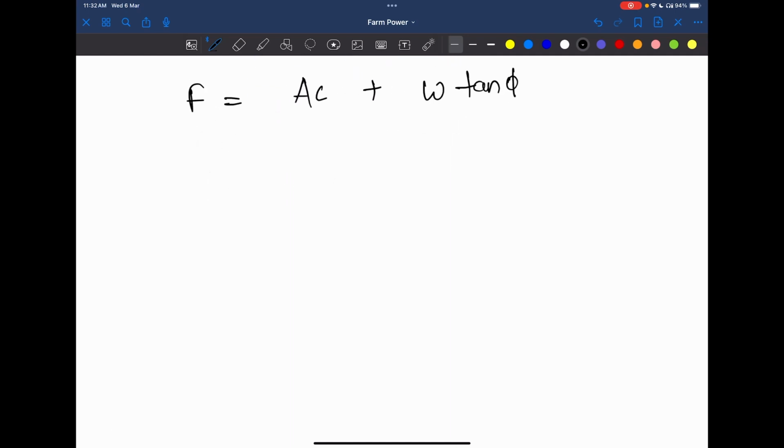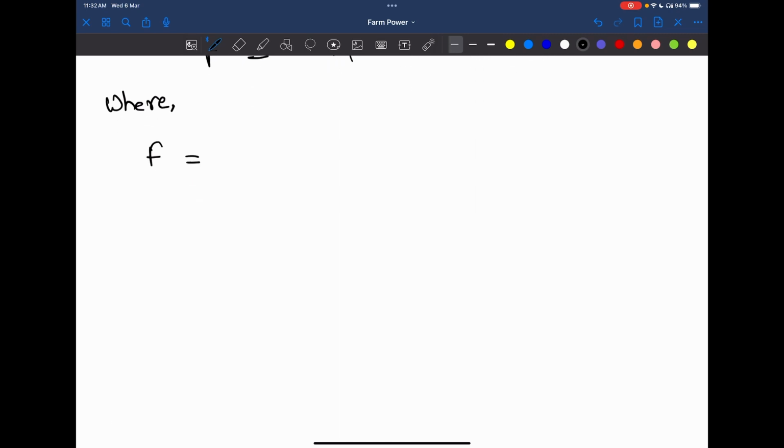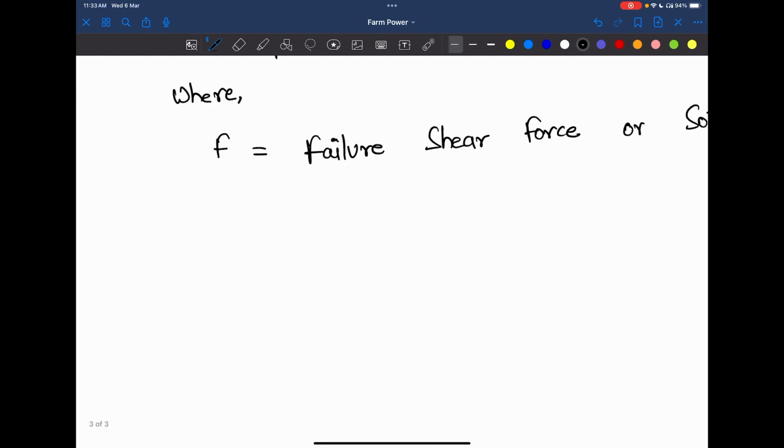Let's first of all write the terminologies. Starting with F, where F is the failure shear force, or sometimes it is called soil thrust. It is the maximum value of shear force that causes failure of the soil. That's why it's called the failure.